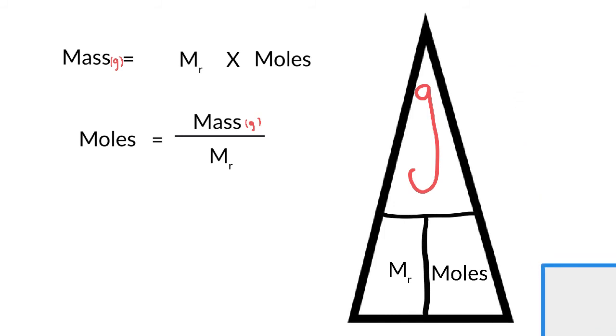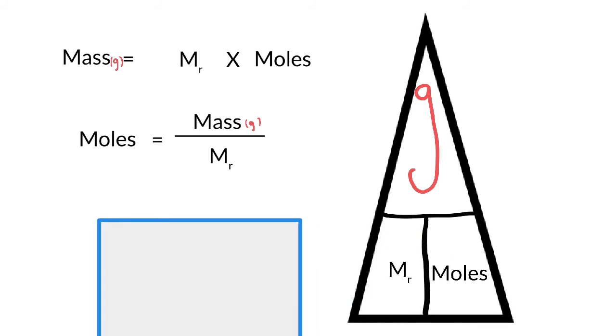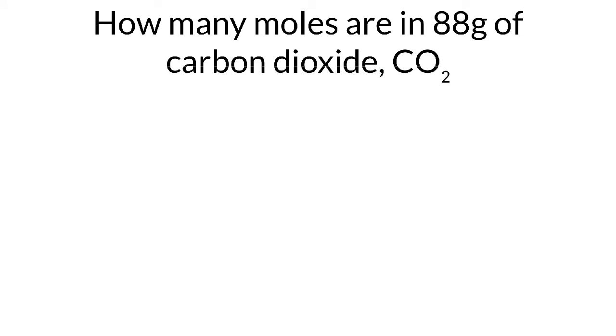As I said, we could work out our Mr as well. Cover up Mr. Mr will equal grams, mass in grams, divided by moles. But it's very, very rare you will ever have to use that. So let's look at two quick examples of this. How many moles are in 88 grams of carbon dioxide, CO2? So the first thing we need to work out is we need to actually work out our Mr. We're given the mass, but you don't know the Mr, and you're trying to work out the moles. So we're going to say that moles is equal to mass over Mr.